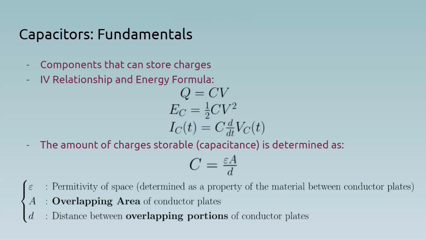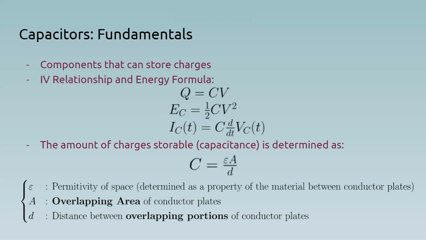Now let's talk about the fundamentals of capacitor. So capacitors are essentially components that can store electric charges as current flows through them. And the IV relationship and the energy stored in the capacitor are shown in these formulas, where they're actually each connected to each other. Q equals CV is the most fundamental formula for a capacitor, which says that the amount of charge you have in a capacitor is equal to the product of its capacitance and its voltage.